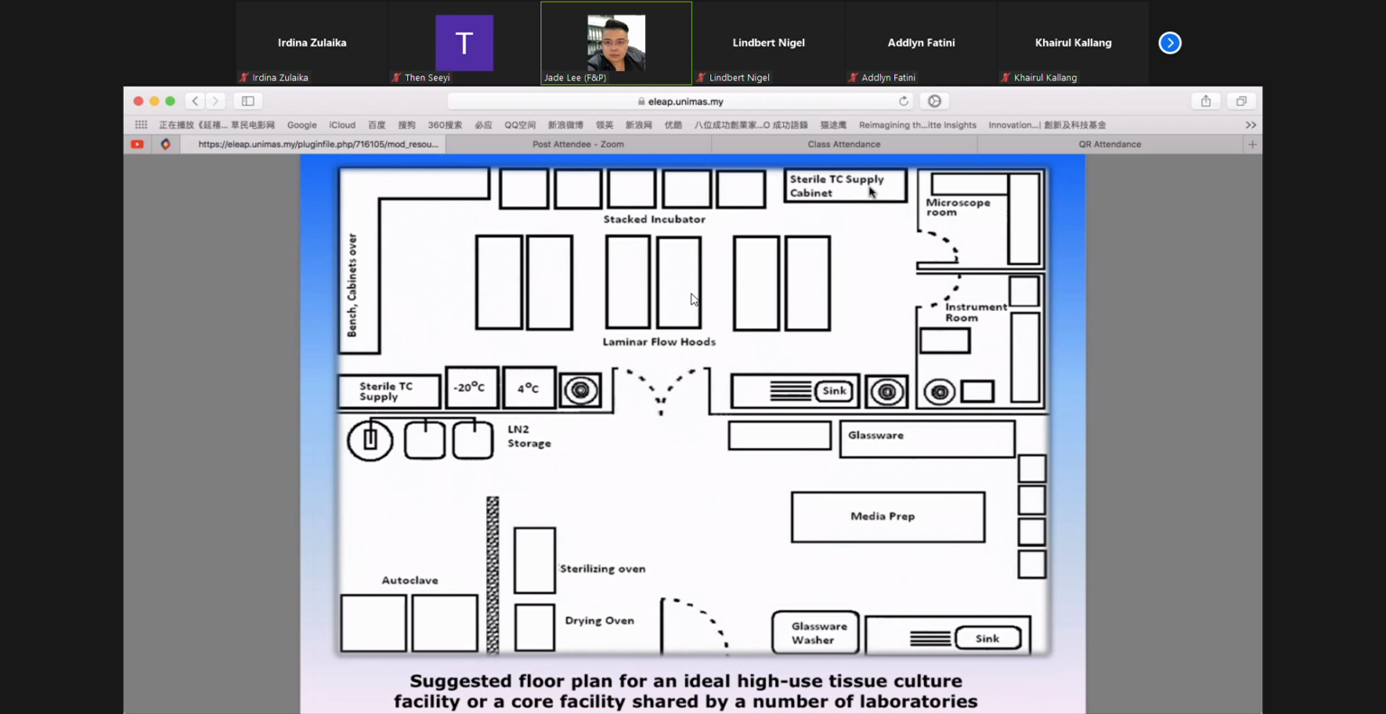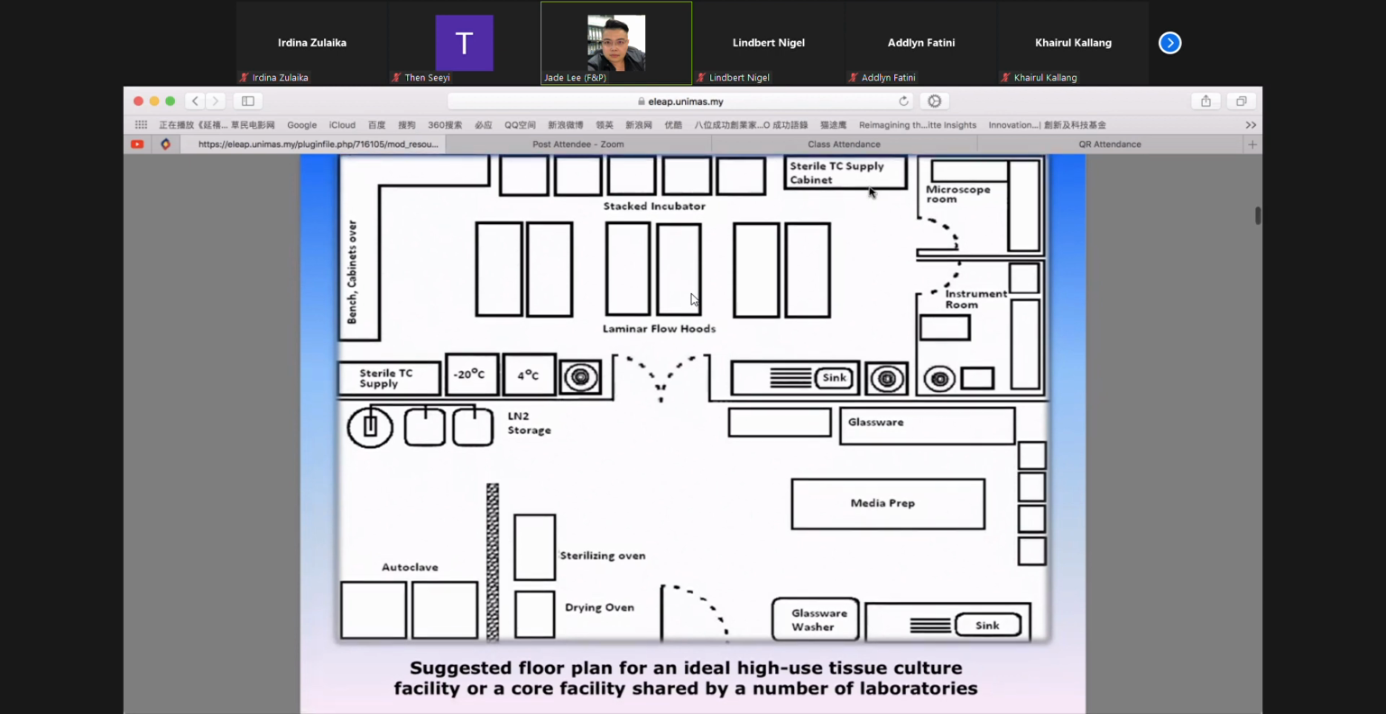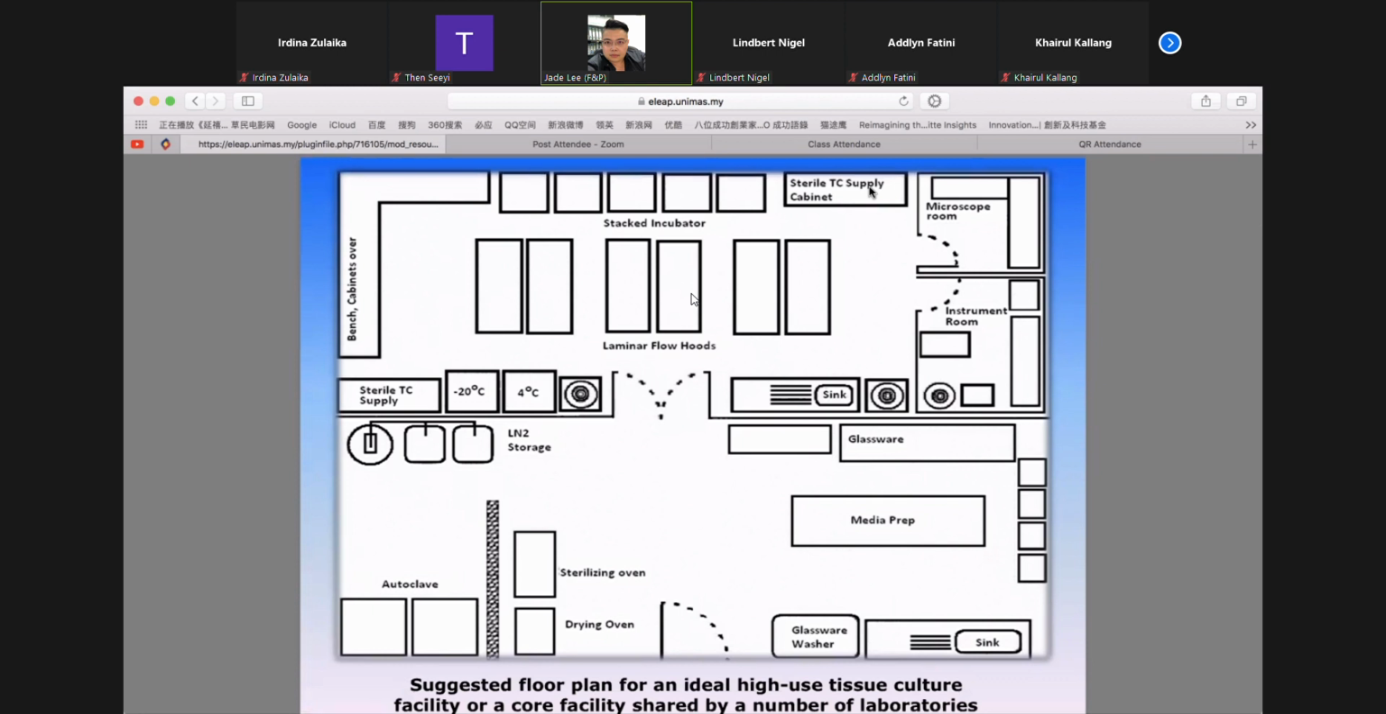Okay, and we have students that successfully set up the lab by referring to this layout. Okay, we have a few successful examples from your seniors who set up the lab for a private company. Okay, and there might be some difference between a plant tissue culture lab and also animal tissue culture labs. And I believe Dr. Hall will share with you how a plant tissue culture layout should look like.